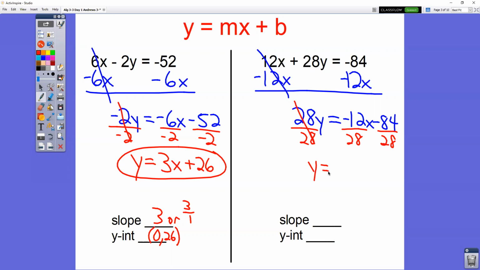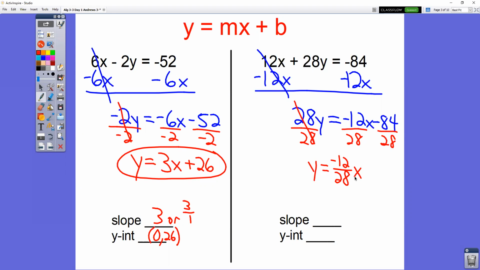Those 28s cancel out. Now, negative 12 divided by 28, that doesn't go in evenly. I could just leave it as negative 12 over 28. Technically, yes, you could reduce the fraction, but we don't need to. You could divide by 2 and divide by 2 to get 6 over 14. We could divide by 2 again and get 3 over 7. So technically we could get negative 3/7, but we don't have to do that. We could just leave it how it is.